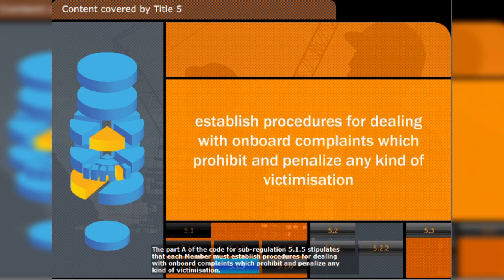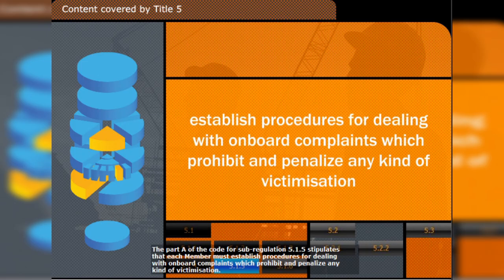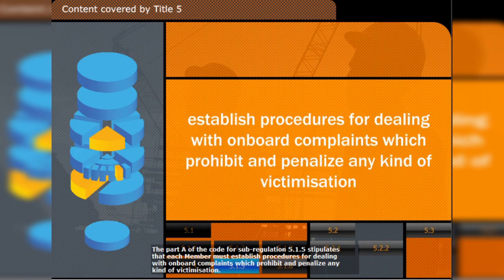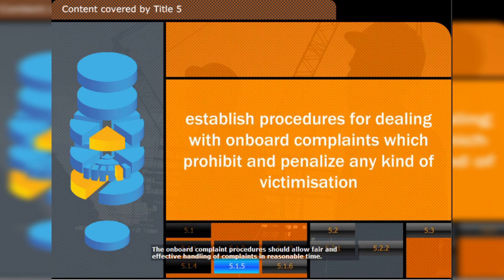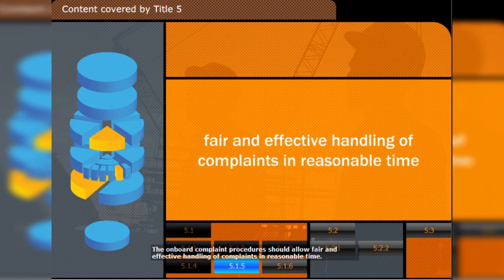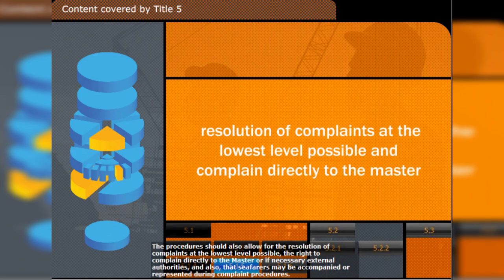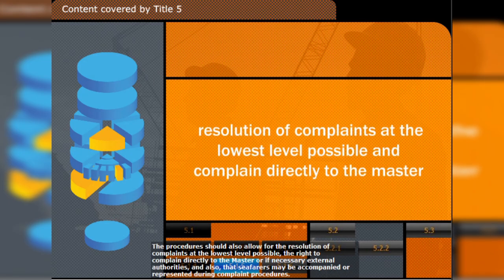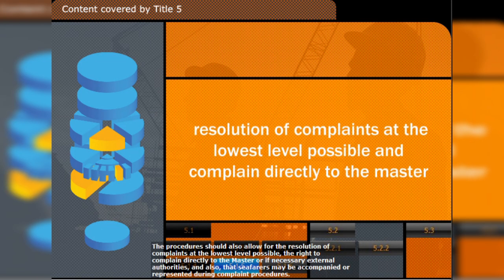Part A of the Code for Sub-Regulation 5.1.5 stipulates that each member must establish procedures for dealing with onboard complaints which prohibit and penalize any kind of victimization. The ongoing complaint procedures should allow fair and effective handling of complaints in reasonable time. The procedures should also allow for the resolution of complaints at the lowest level possible, the right to complain directly to the master, or if necessary external authorities, and also that seafarers may be accompanied or represented during complaint procedures.